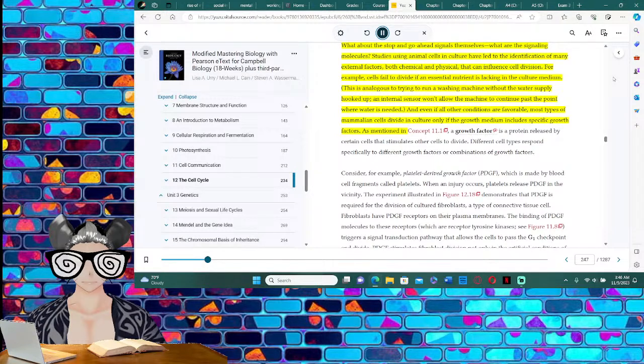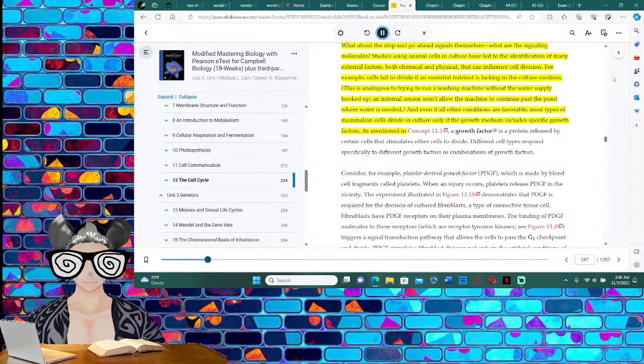Studies using animal cells in culture have led to the identification of many external factors, both chemical and physical, that can influence cell division. For example, cells fail to divide if an essential nutrient is lacking in the culture medium. This is analogous to trying to run a washing machine without the water supply hooked up. An internal sensor won't allow the machine to continue past the point where water is needed. And even if all other conditions are favorable, most types of mammalian cells divide in culture only if the growth medium includes specific growth factors.